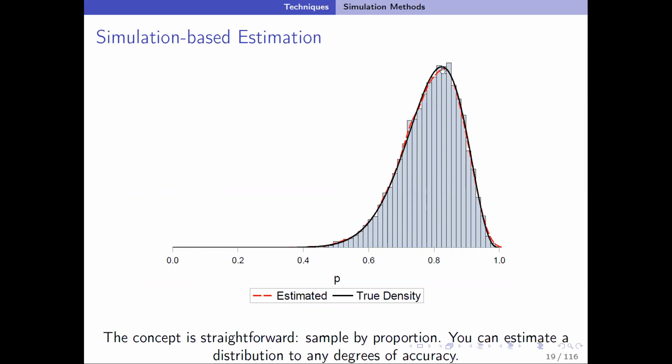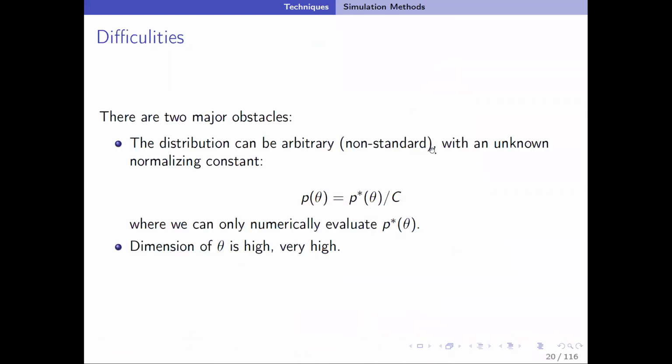Okay, so you sample under the curve. How frequently your samples fall in a region depends on how likely you are to be in that region. If you can do that, you can get a very accurate estimate, which is the red line in there. Okay, so there are two obstacles.